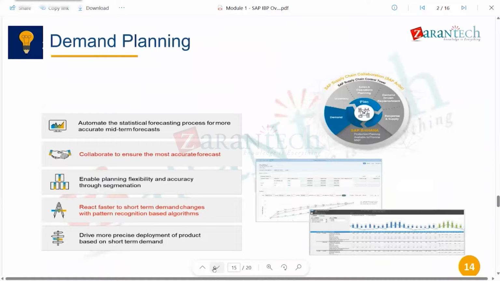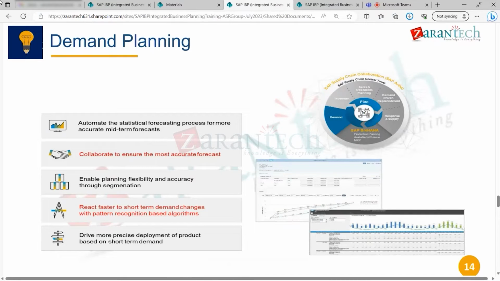So the only point we can think about is how to reduce the gap in the forecast, how to maintain a certain level of bias in the forecasting accuracy process, and how fast we can react to changes in short-term demand. That's extremely important. Forecast has its own merits and demerits, but what we can certainly design is how flexible our supply planning is in reacting to the forecast. So there has to be an extremely high focus on reacting fast to changes in the demand.